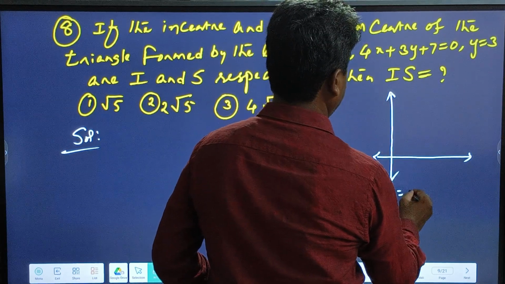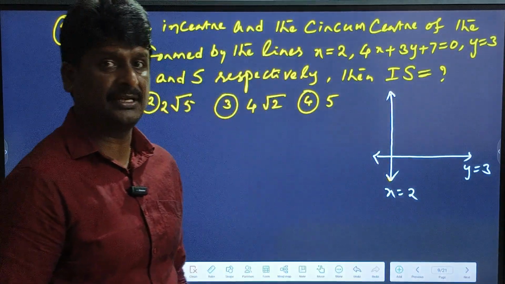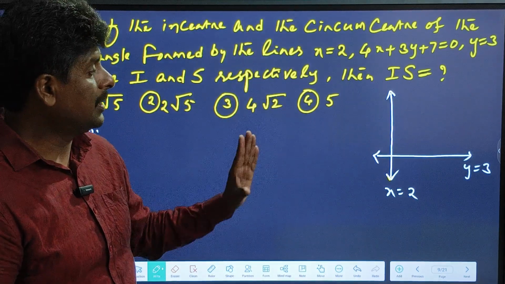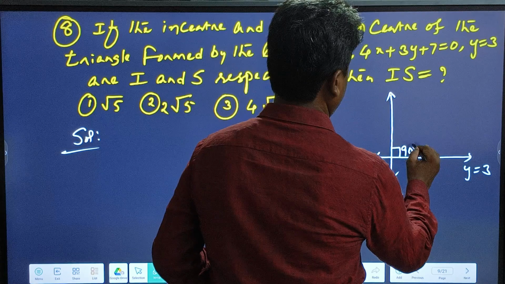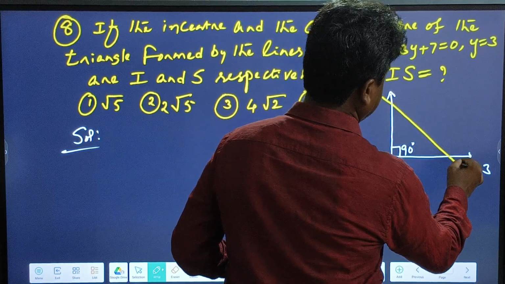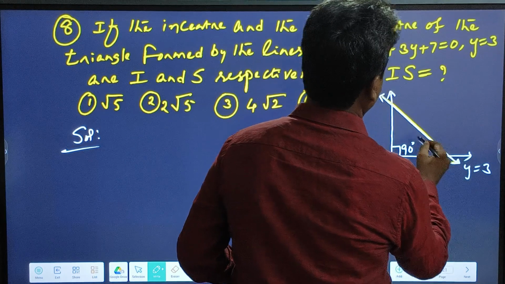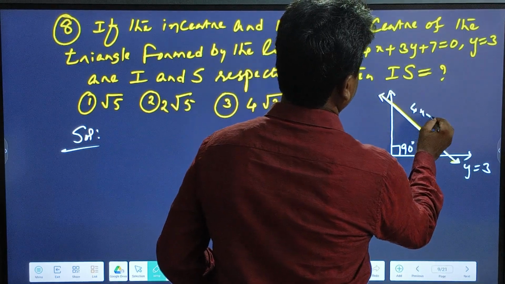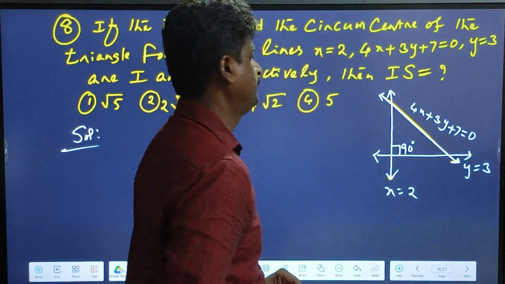So x = 2 is a vertical line, y = 3 is a horizontal line. These are perpendicular to each other, and this is the third line, 4x + 3y + 7 = 0. Okay.